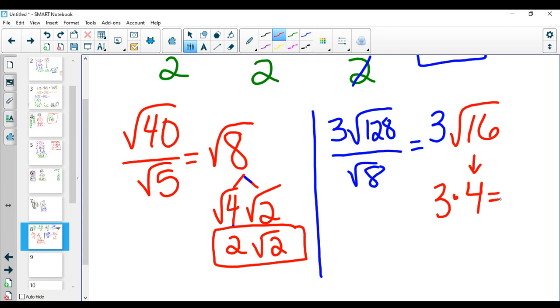And 3 times 4 gives you 12. And I brought down that 3. And that would be your answer. It's just 12. There is no radical. There was no simplifying, because when you divided these two numbers, you just got a perfect square number, which is 16. Okay, so now try the questions, try on your own, and we'll see how we do.